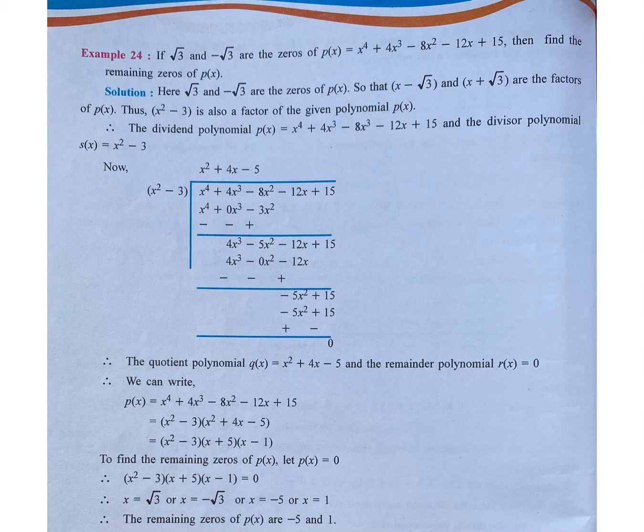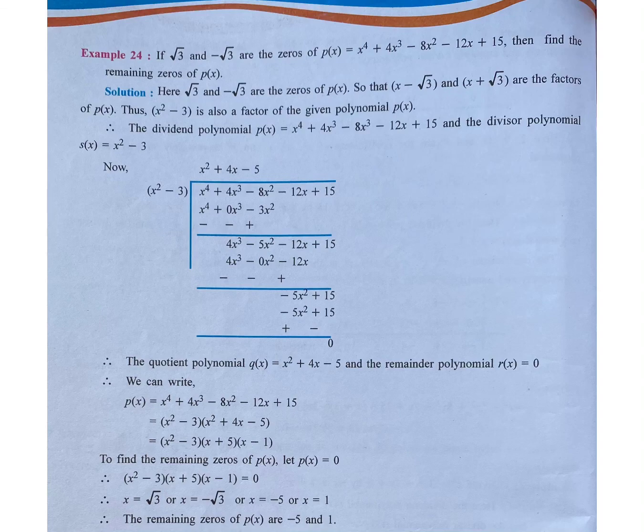Next, what you have to do? You have to change the sign. On changing this sign, you can see that minus 5x square and plus 5x square will get cancelled, plus 15 and minus 15 will also get cancelled, and our remainder is 0. So our quotient polynomial is x square plus 4x minus 5 and remainder is 0.